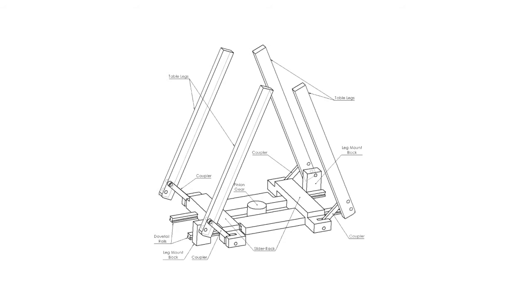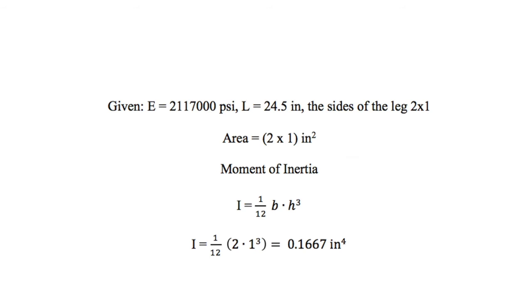The first assumption was that the legs were made of a constant material. In our case, we used white oak. The legs would also have a constant cross-sectional area throughout and would evenly distribute the load between the 4 legs.